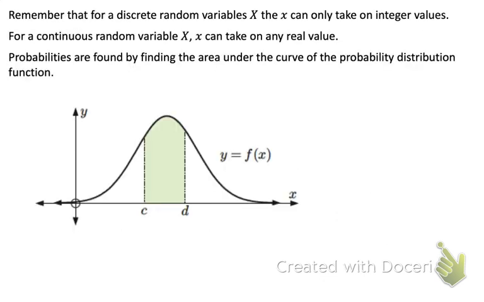When we were looking at discrete random variables, like the binomial distribution, we know that lowercase x can only take on integer values. But for a continuous random variable, capital X, lowercase x can take on any real value. Probabilities, again, are found by finding the area under the curve of the probability distribution. For example, in this diagram, that shaded region is the probability of a value falling between C and D.